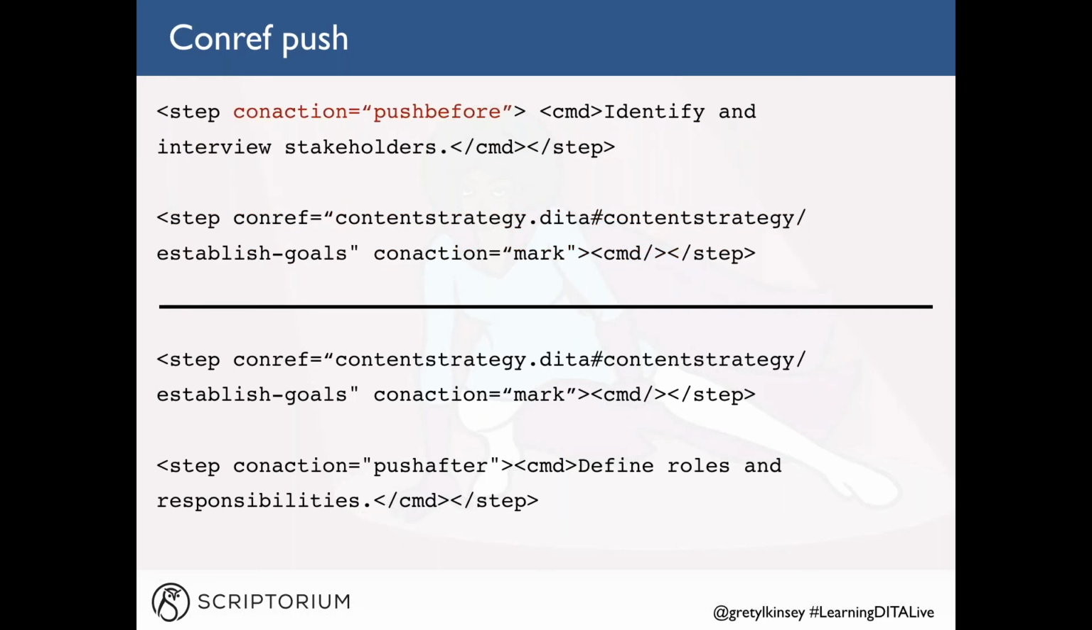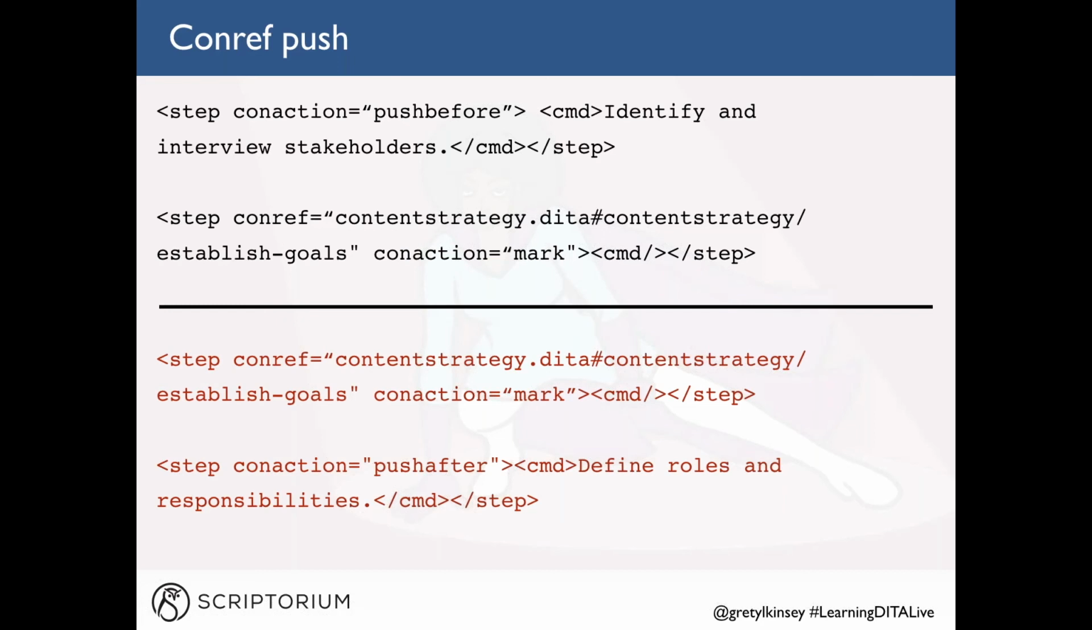So in our first step, we have this ConAction attribute with a value of push before, and that indicates that this step should be pushed in front of the one that we've marked. And then in our second step, we have our conref attribute pointing to the relevant step in our task topic. And then we have a ConAction attribute with a value of mark. So what that does is it's just going to mark that step in our task topic that has that idea of established goals, and that's going to set that up as the target for the conref push, so that when the content gets published, you see this new step, identify and interview stakeholders, before that step in your task topic.